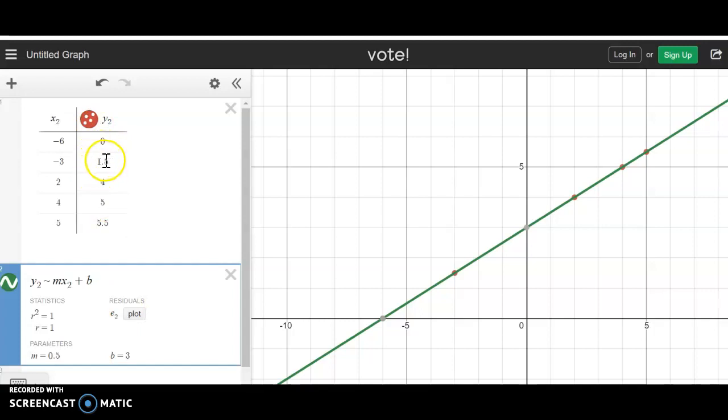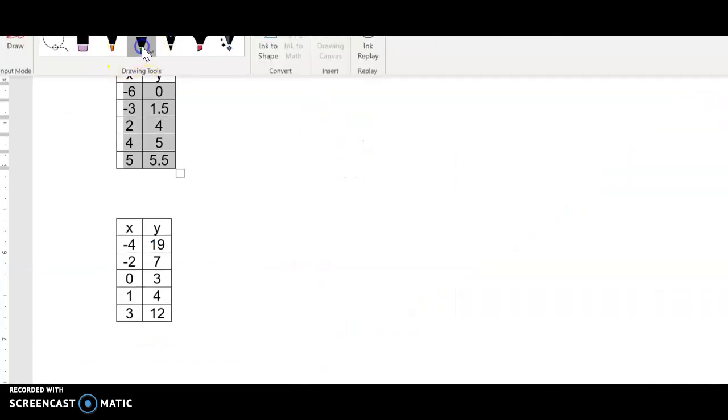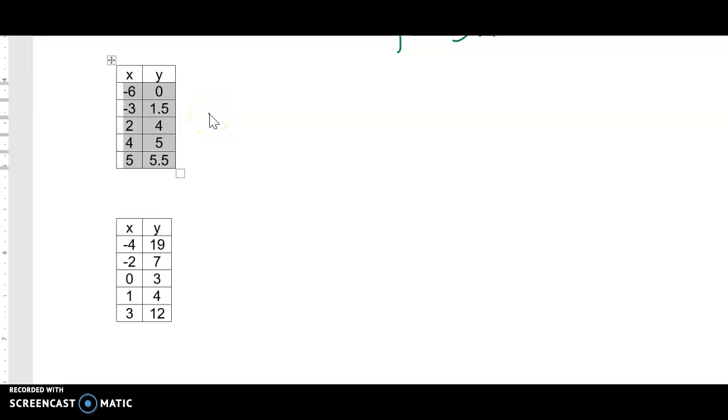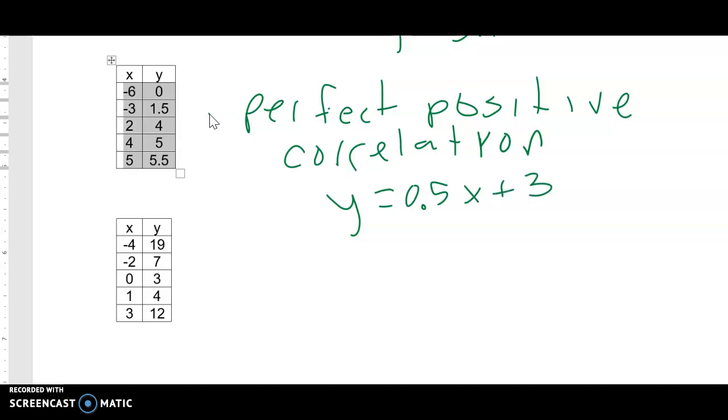Because I have decimals in my table set, I can come here and write that it is a perfect positive correlation. That's an R of 1, and y equals 0.5x plus 3.